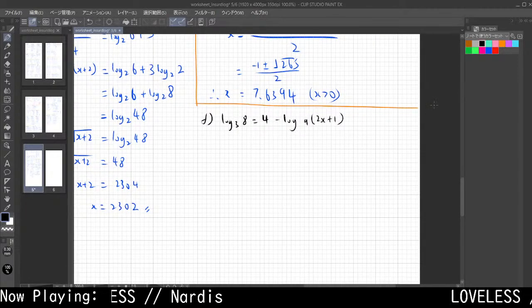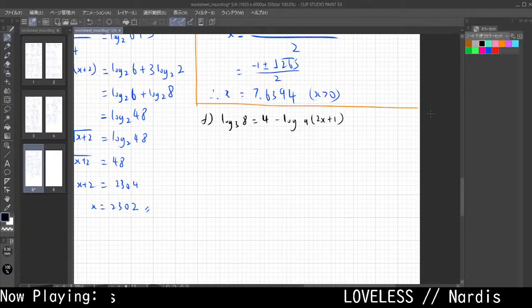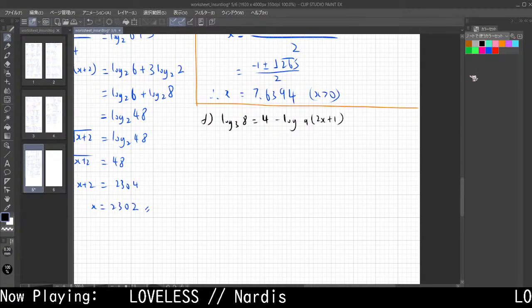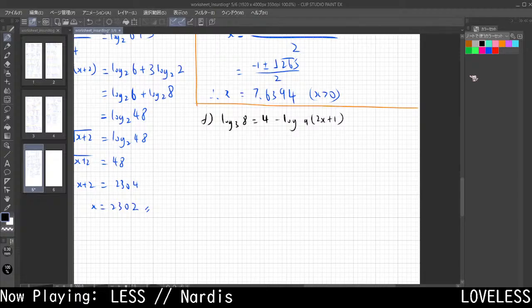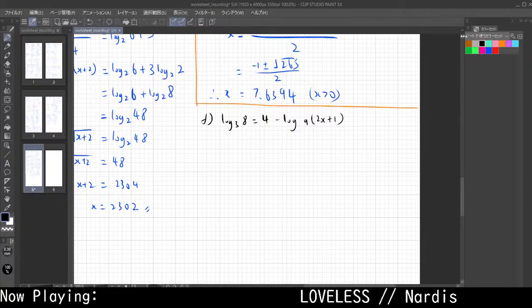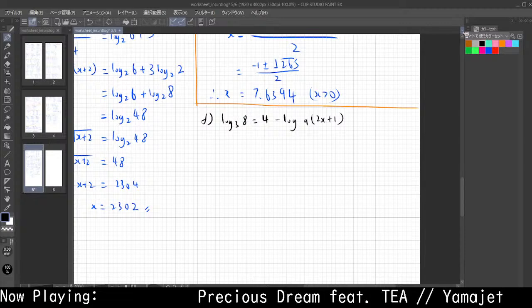Okay, log base 3 of 8 equals 4 minus log base 9 of 2x plus 1. Same idea. You can rearrange it such that x is on one side and the non-x's are on the other side. You don't necessarily have to combine the logs every single time. Unless you see g and h down there, then it's better to combine them together. Other than that, you don't really have to.